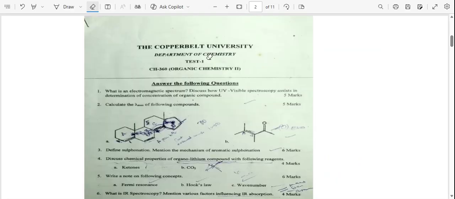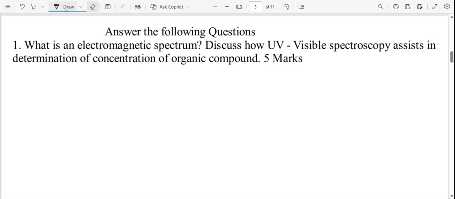These are the questions we have: the electromagnetic spectrum, Woodward compounds, sulfonation, and different chemical reactions. I've decided to type all these questions, and we'll discuss them one or two at a time. I'll concentrate more on explaining than writing. All right, so we can start.